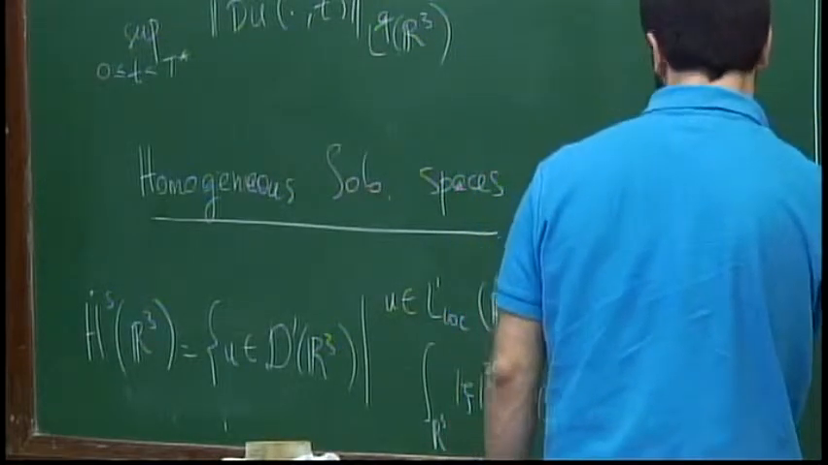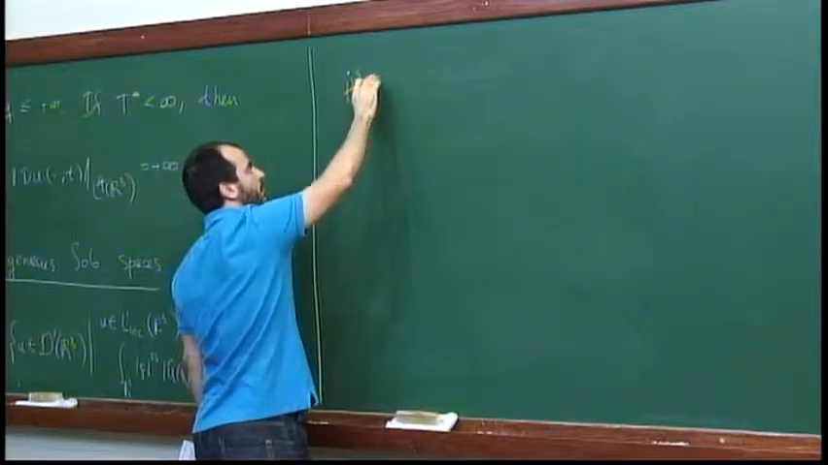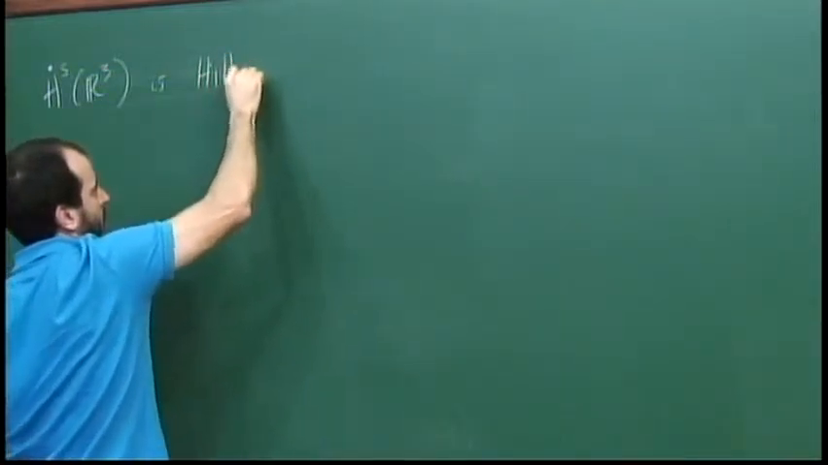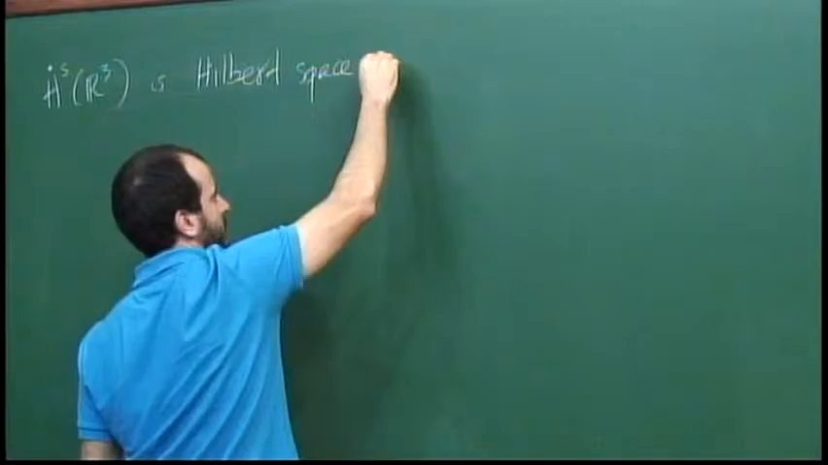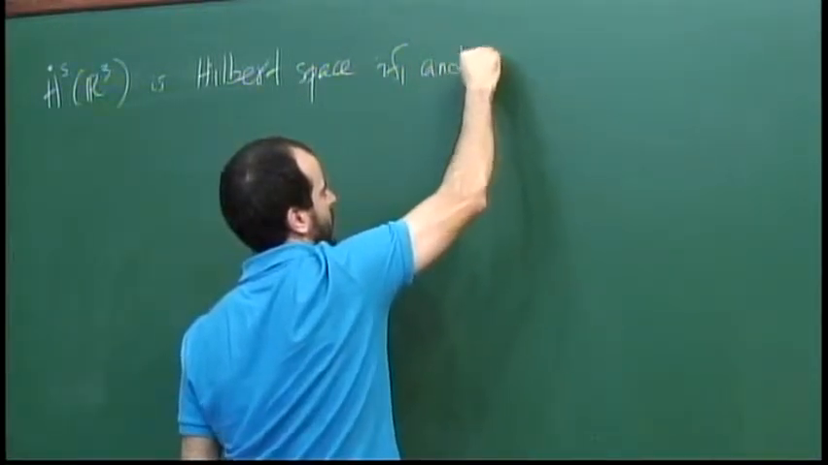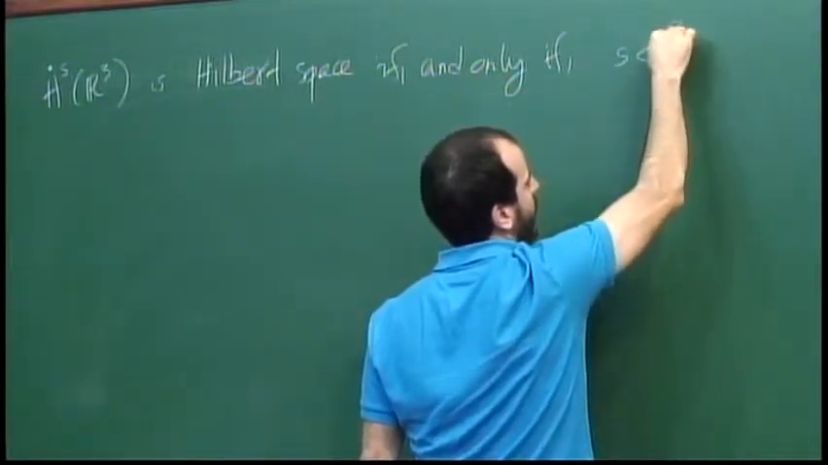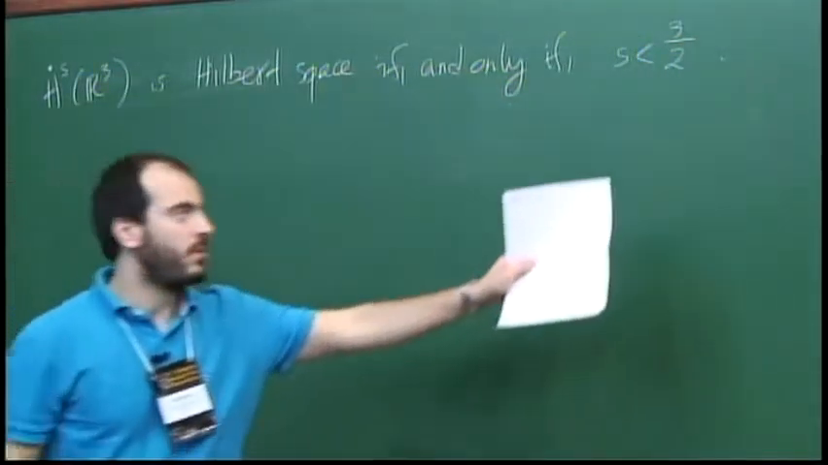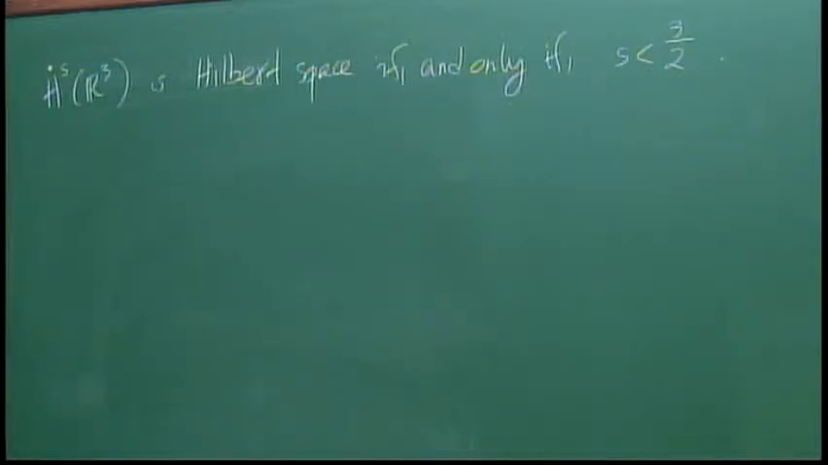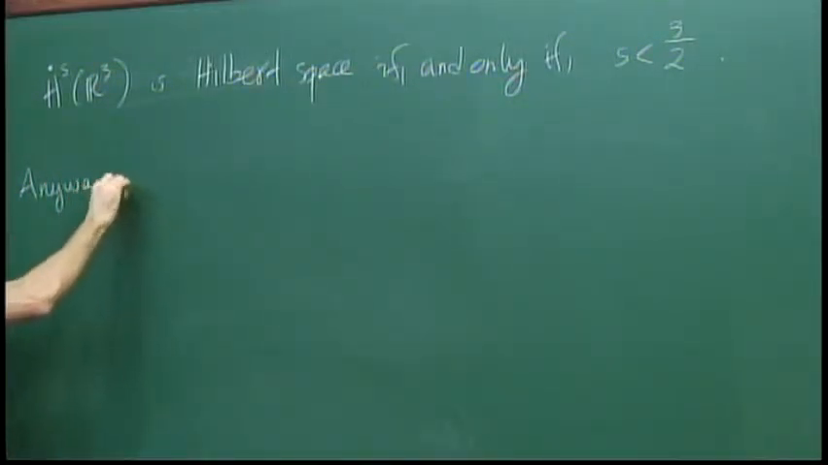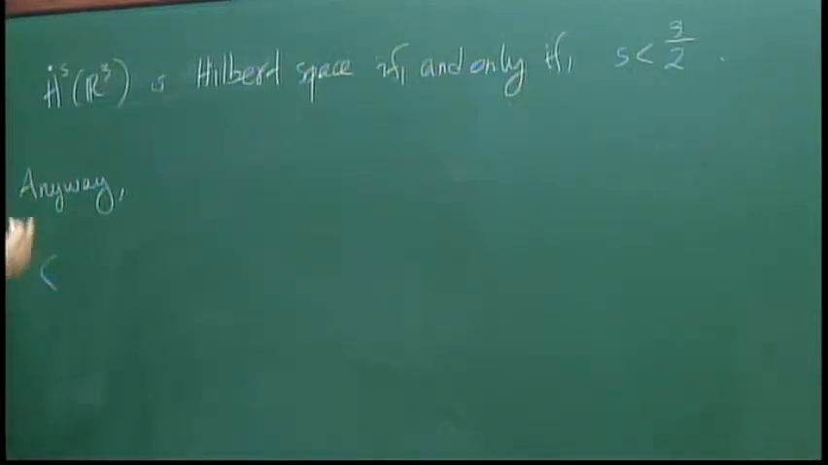And then we know that the homogeneous Sobolev space is a Hilbert space if and only if S is smaller than 3/2. More generally, it could be D over 2. The dimension is 3 in our case, so 3/2. But anyway, the inner product is well defined, even though the space is not complete for different values of S.